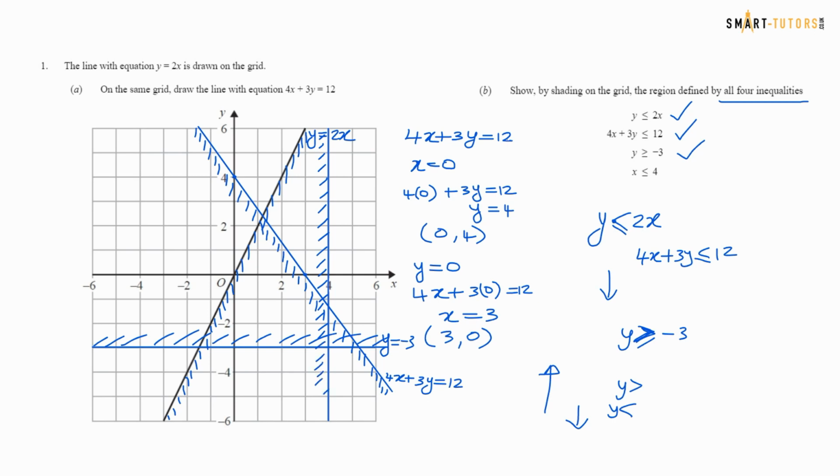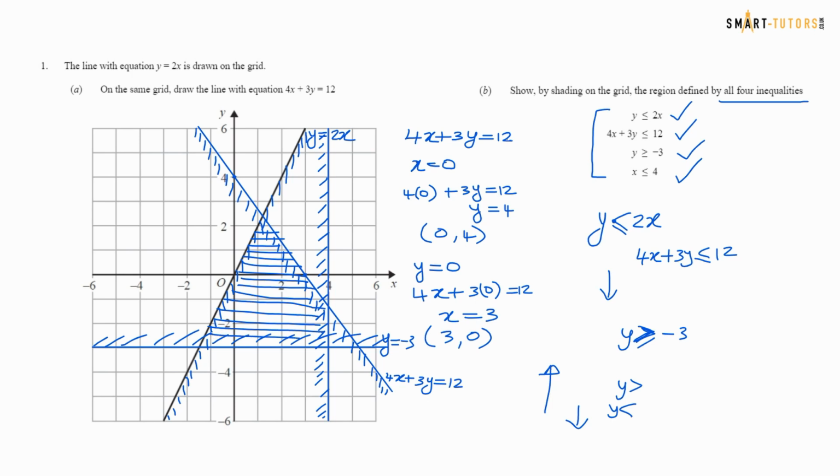So left hand side shading. Now you need to think about practically, you need to satisfy a region to satisfy all the 4 inequalities. This is the region. The one I'm shading is the region you want. So in this region, all 4 inequalities are satisfied.